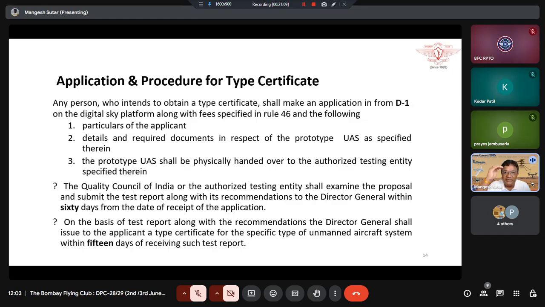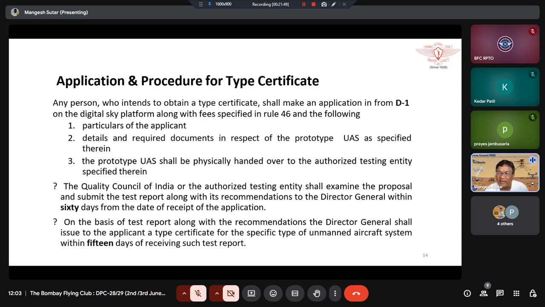If you see, under the DGCA there is a body called QCI. QCI is the Quality Council of India, which certifies your drone as type certified or gives a recommendation to DGCA that this drone can be given a type certificate. The QCI has authorized testing entities. Initially there were only 4, now there are 6. You can nominate the entity, like, I want to get my type certification done by this testing body, maybe one named ABC. So you can specify that in your application.